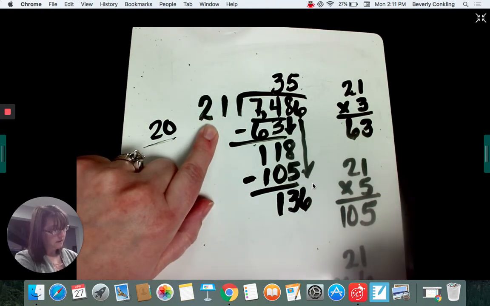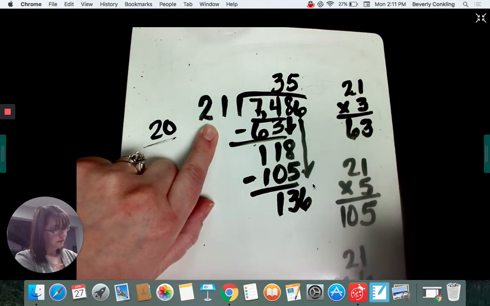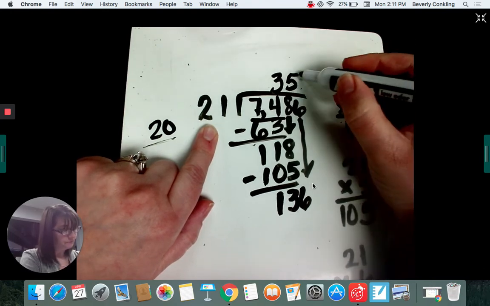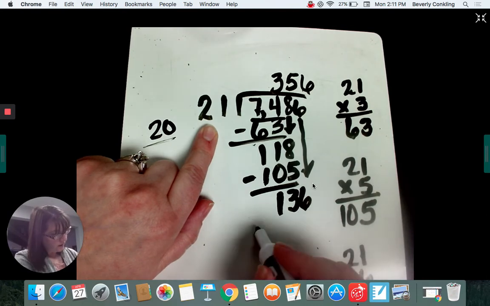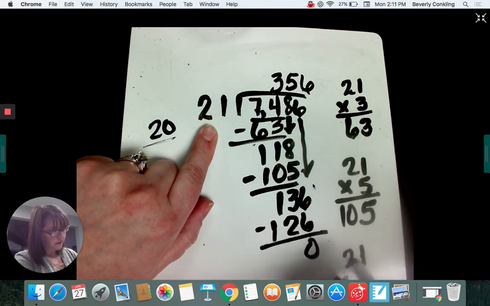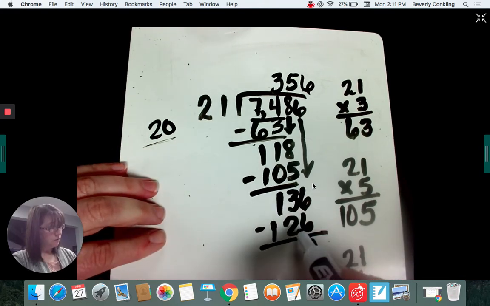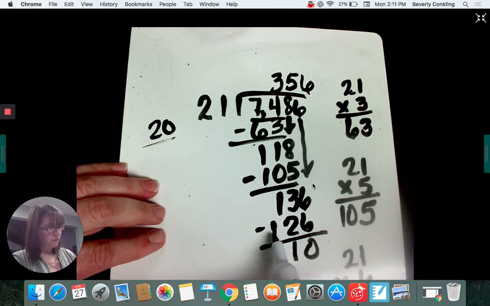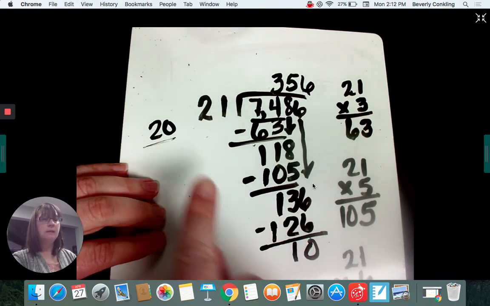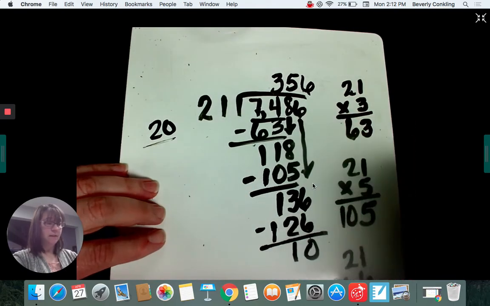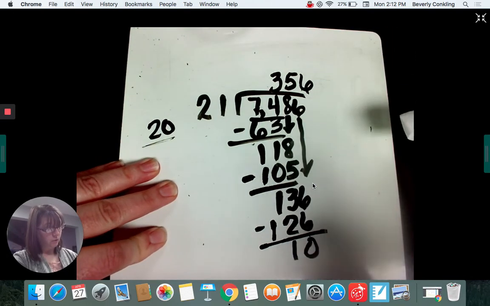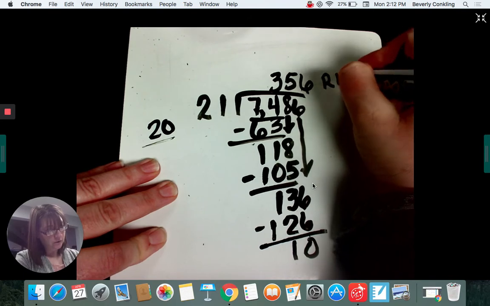21 times 6. 1 times 6 is 6. 2 times 6 is 12. So I'm going to subtract 126. 6 minus 6 is 0. 3 minus 2 is 1. 1 minus 1 is nothing. Check. Is 10 smaller than 21? Yes, it is. Do I have anything left to bring down? No, I do not. So I have a remainder of 10.